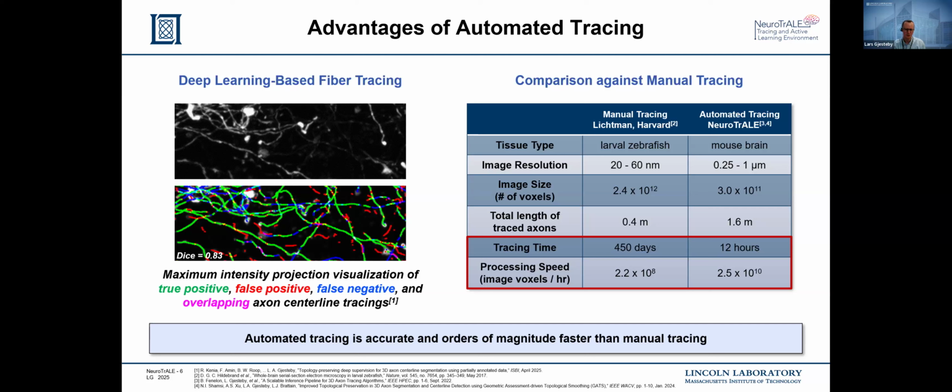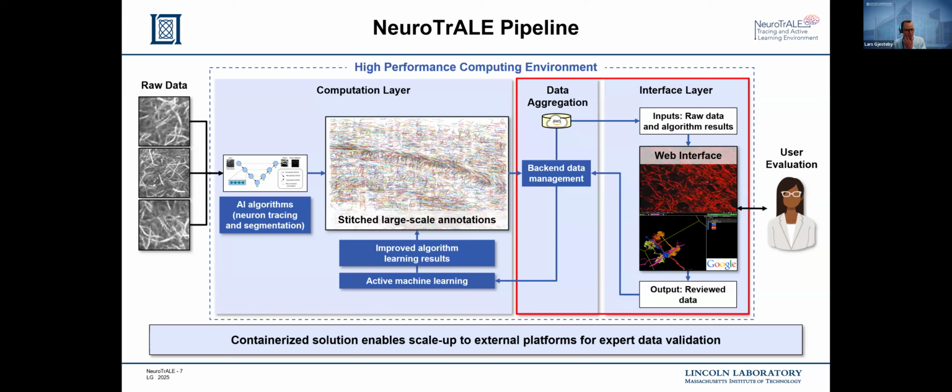So in addition to maintaining high accuracy, obviously the one main advantage of automated tracing is the orders of magnitude speed up in tracing time and throughput, which is a big advantage for large scale analysis. So complementing the computation layer is the data aggregation and interface layer, which organizes the data and serves it to end users for interacting with the data. And the goal here has been to have a containerized solution to enable scale up for external platforms to really enable community use. And these tools are also all open source.